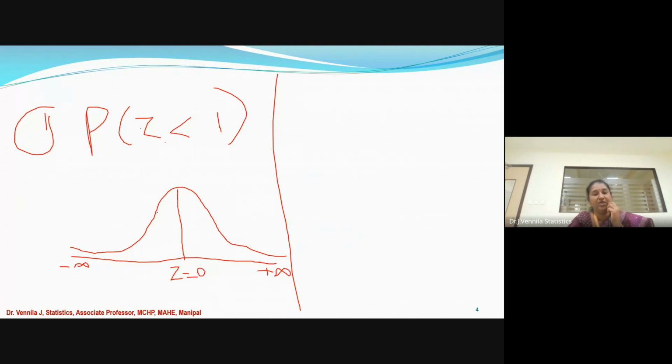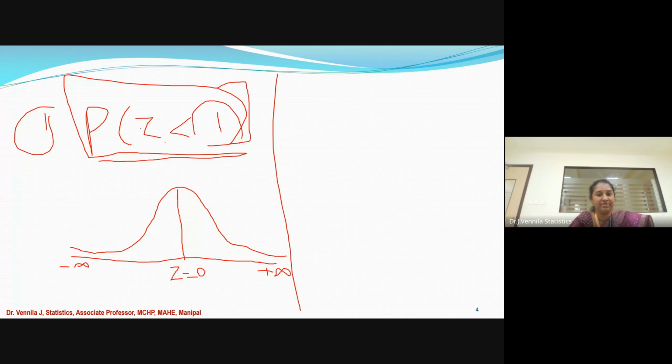For this problem, first you draw the normal curve, and this is a standard normal curve. This is a range of minus infinity to plus infinity. This is a bell shaped curve. Here z is equal to 0. Once you properly draw the diagram, look at the problem. Probability of z less than 1. This 1 is a positive value. Positive value will come in between 0 to plus infinity. Let us assume here is a 1. Then draw the line. I hope you are clear.